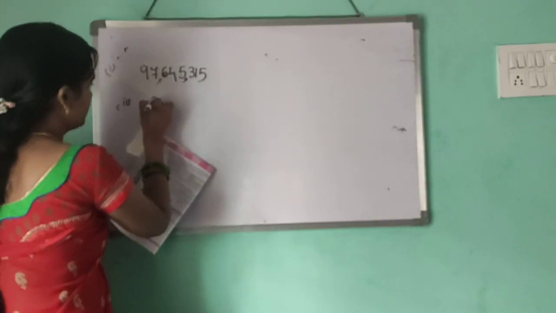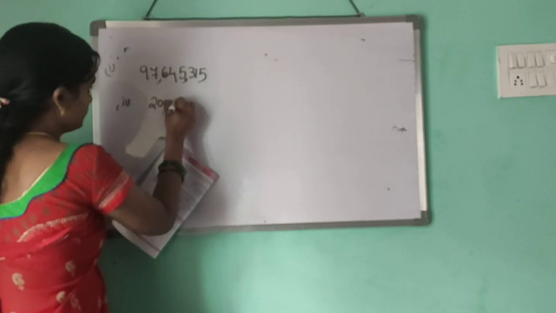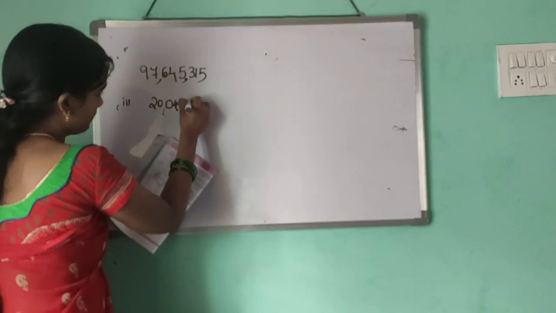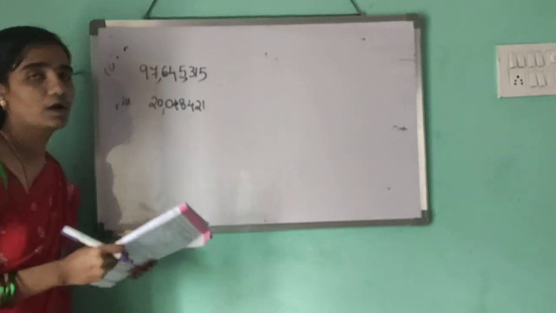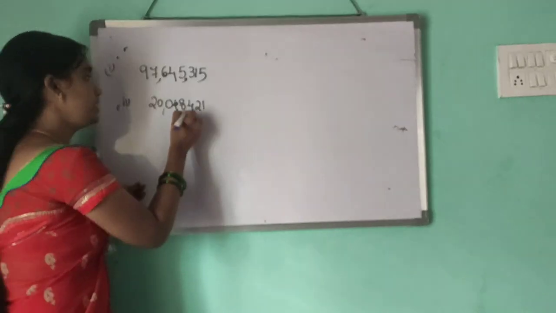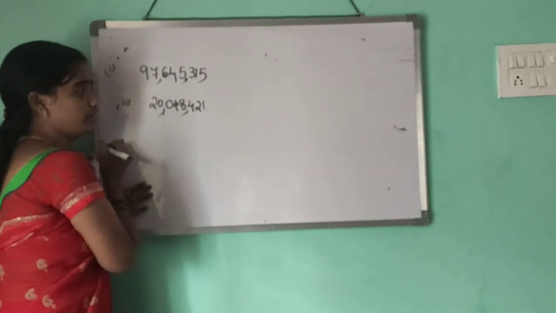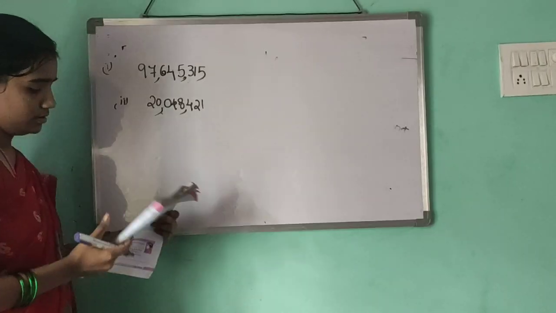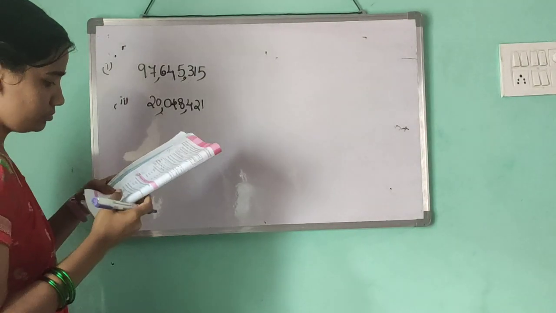Going to the second one: 0 4 8 4 2 1. How can we put the commas? After every 3 digits. This is the international system. Okay. Ones, tens, hundred, thousand, 10,000, lakh, 10 lakh, crore, 10 crores.